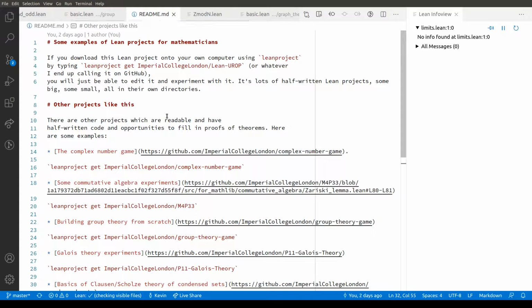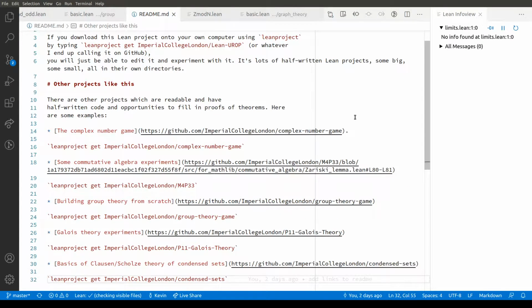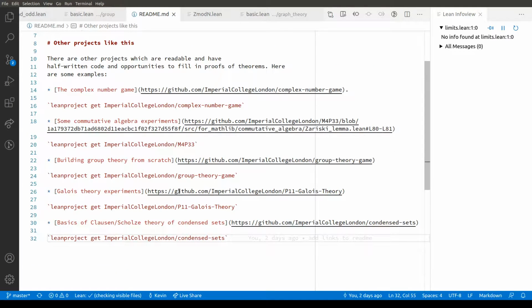But I thought it was probably worth saying before I start that there are several other projects like this, for example these ones here that I linked to. The complex number game has some very simple problems about the complex numbers. This has some harder problems about commutative algebra. I'm halfway through a proof of the Nullstellensatz in that project.